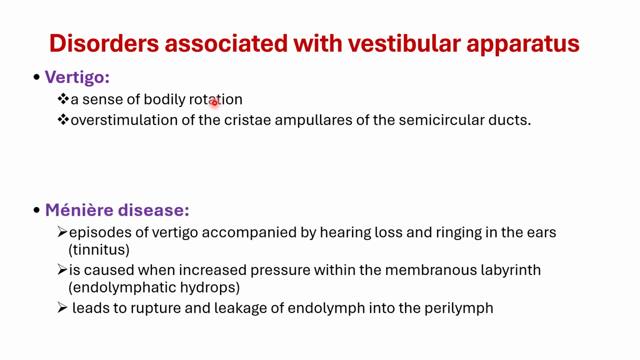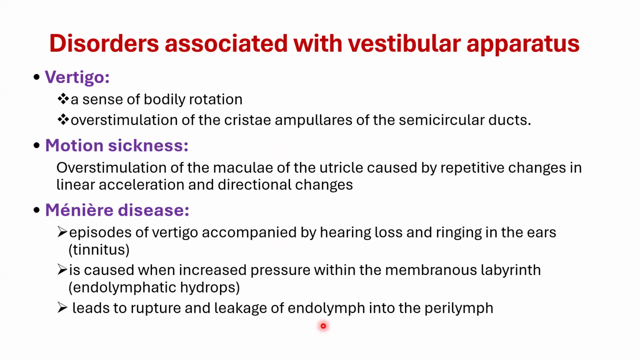Meniere disease involves episodes of vertigo accompanied with hearing loss and ringing of the ears, which is tinnitus, and it has various causes as we can see there. Increased pressure in the membranous labyrinth can lead to rupture and leakage of the endolymph into the perilymph, which is disastrous. Motion sickness is overstimulation of the macula of the utricle caused by repetitive changes in linear acceleration or directional changes. Some of us get motion sickness when we are traveling long distances.